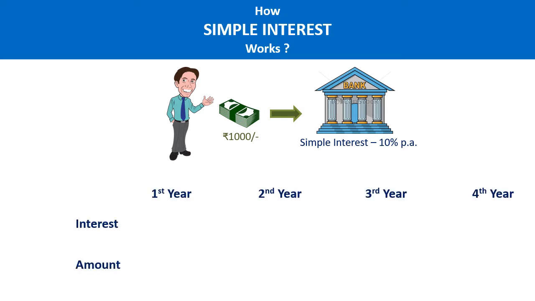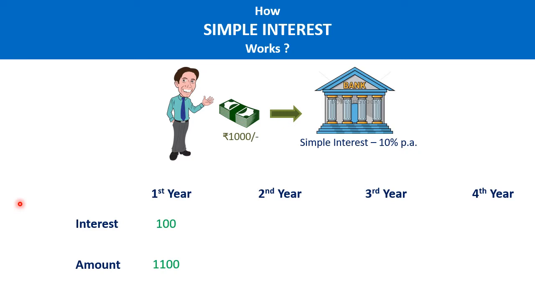Now how much interest will he get in the very first year? It is 10% of his principal, that is 1000. So what is 10% of 1000? 100 rupees. This is the interest he will receive in the very first year. So what will be the amount at the end of the first year? It is equal to the original principal of 1000 plus interest of 100 rupees, which is equal to 1100 rupees.